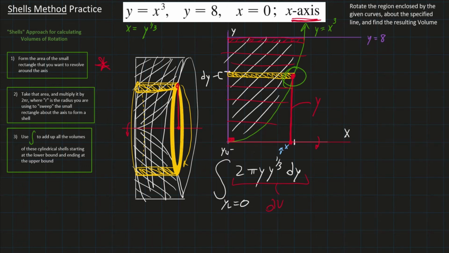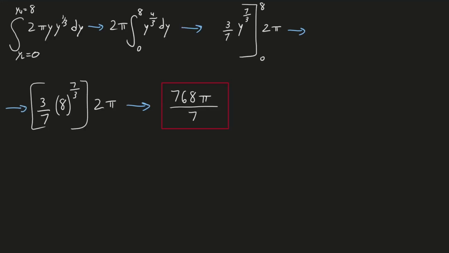So that will be my y upper bound. Alright, so let's see the math on this one. The math for this one gets a little gross, especially here. And we have to do that 8 raised to the 7 over 3 and clean up that math. But it gets you to a final answer of 768 pi over 7.